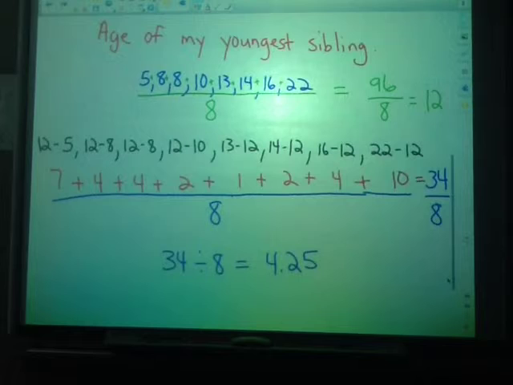I still have 8 data values, so I divided by 8. And 34 divided by 8 is 4 25/100ths. So my mean absolute deviation is 4 25/100ths. Basically what that means is I don't have a real huge spread here. My lowest number is 5, my highest is 22. I don't have a sibling that's like 50. That would change my mean absolute deviation considerably because an outlier affects the mean, which in turn will affect the mean absolute deviation.